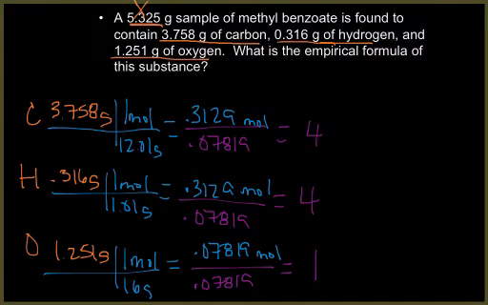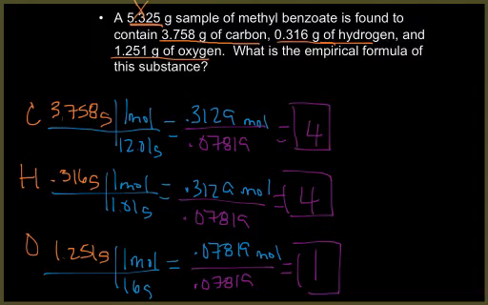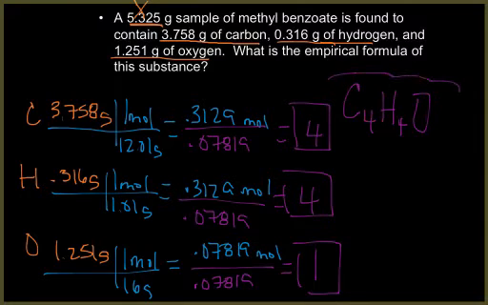So this time, these are already whole numbers, so I don't have to multiply by anything because these all came out to be the whole number 0.00 something, which is okay to round. So again, just like before, those are my subscripts. So this empirical formula is C4H4O. So that's my empirical formula of methyl benzoate.